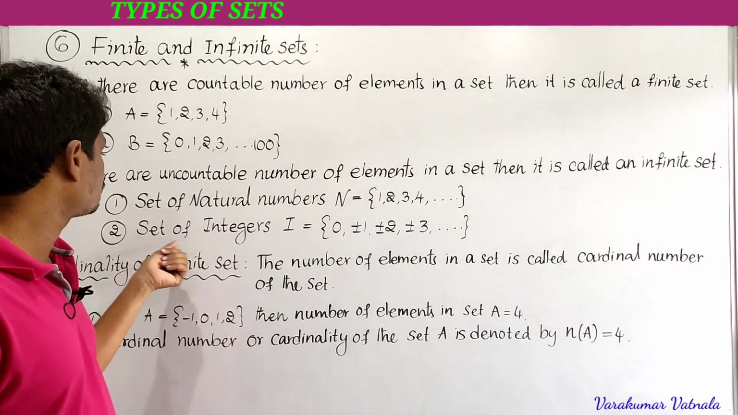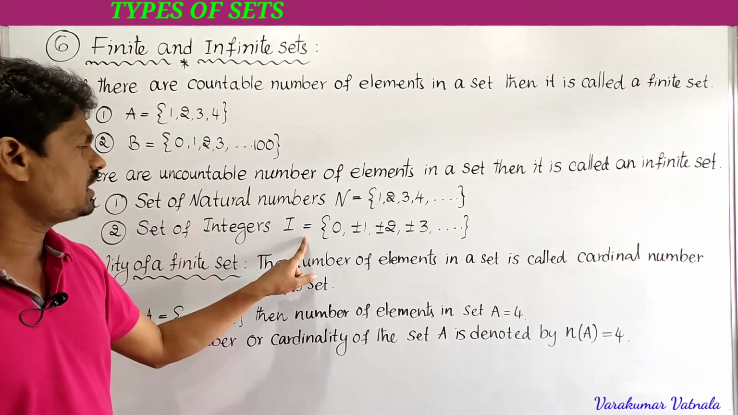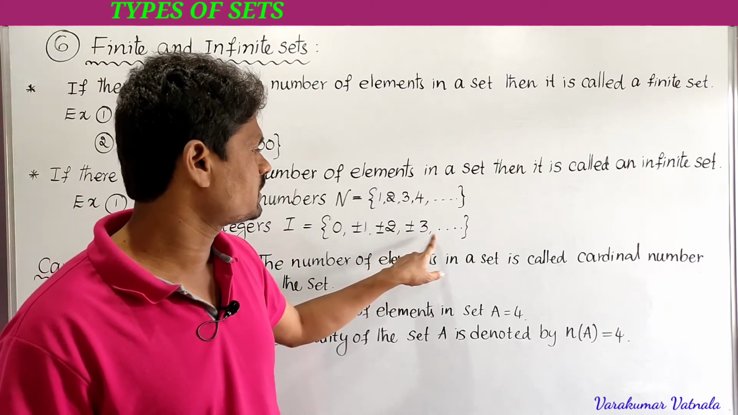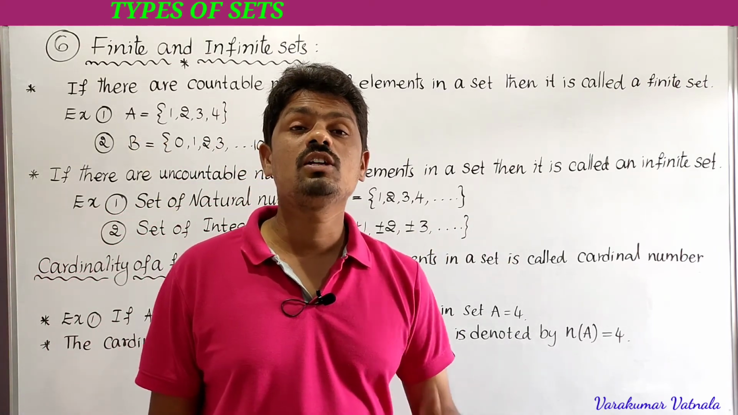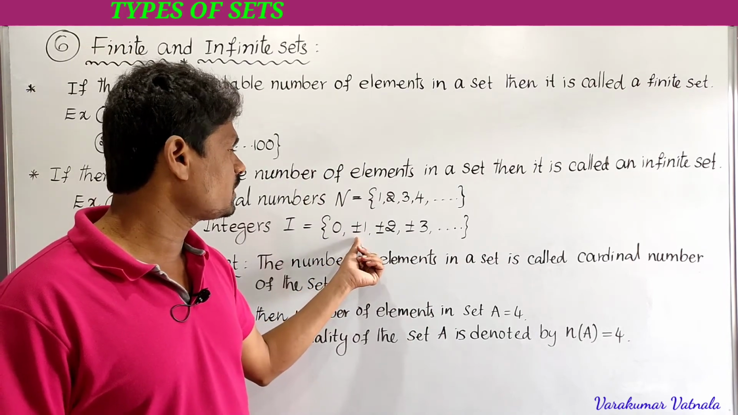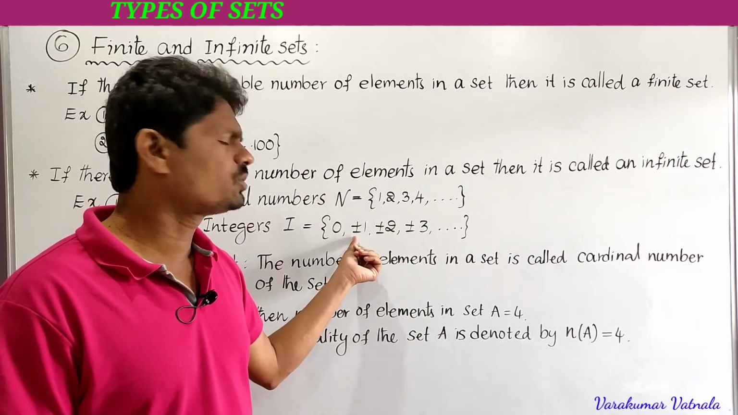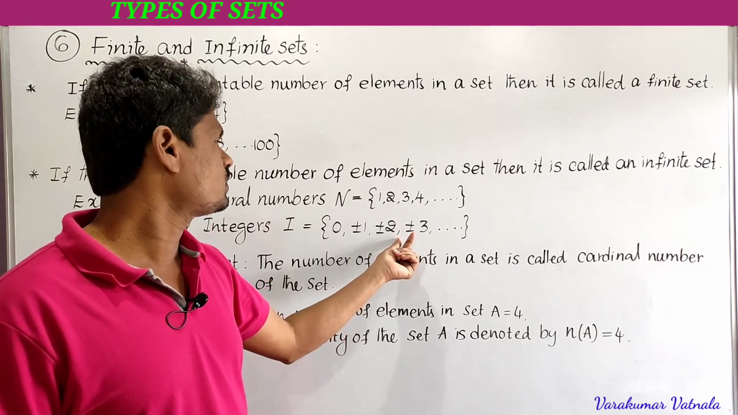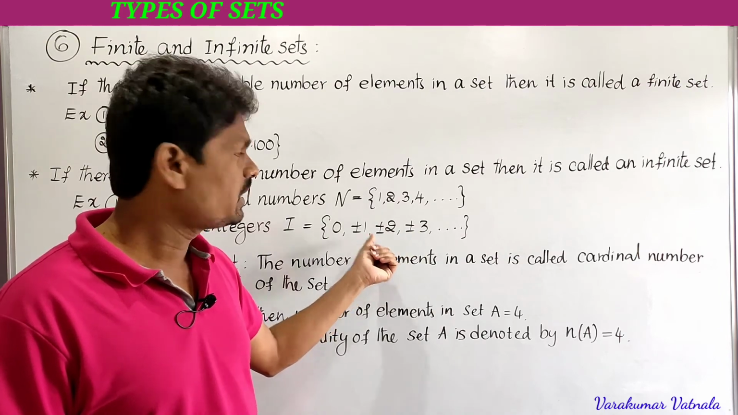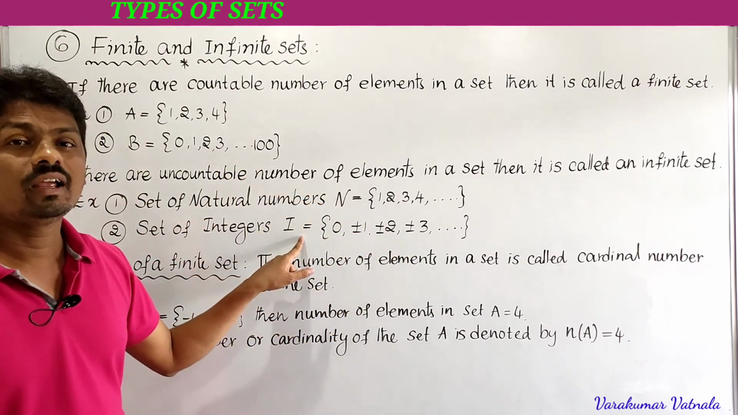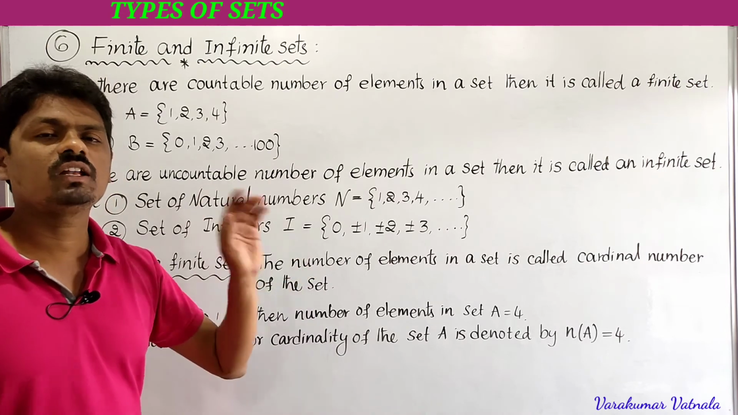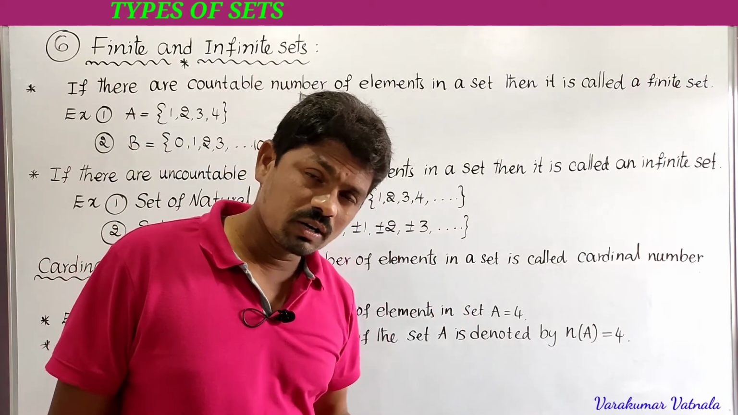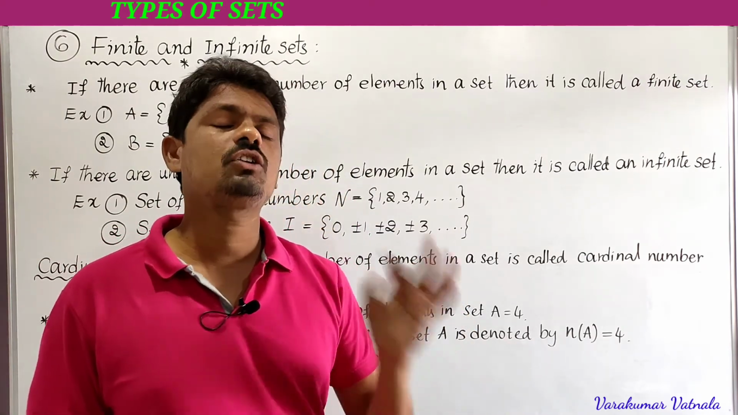So example number 2, the set of integers, I or Z, is equal to 0, plus or minus 1, plus or minus 2, plus or minus 3 and so on. So here also, how many elements are there? It is not possible to say; there are an infinite number of elements. We can't say the total number of elements here. Hence these two are infinite sets. So if there are a countable number of elements, it is finite. If there are an uncountable number of elements, it is infinite. That you have to remember.